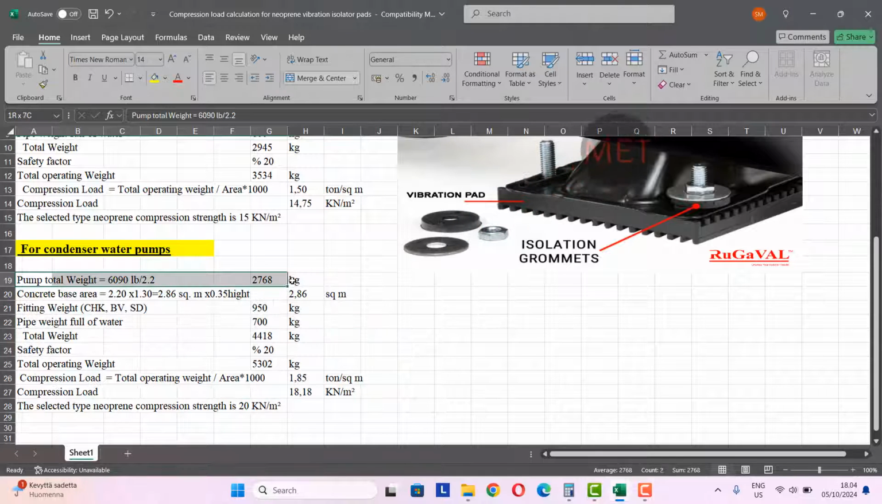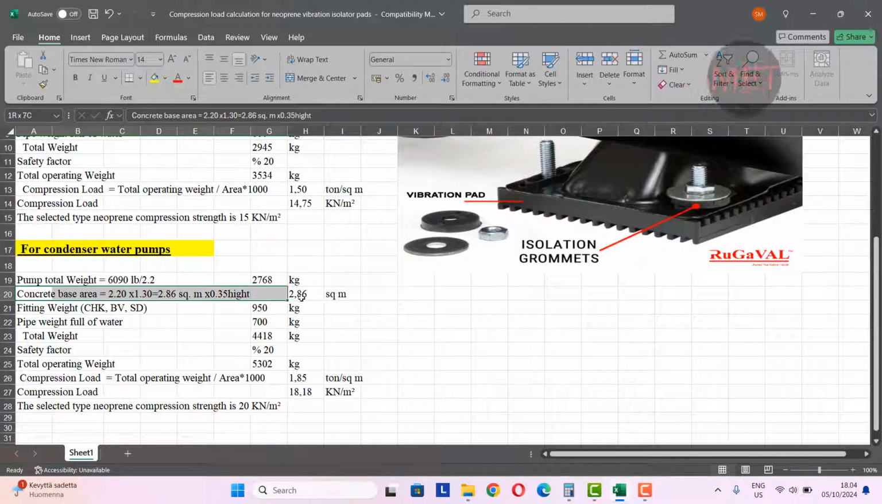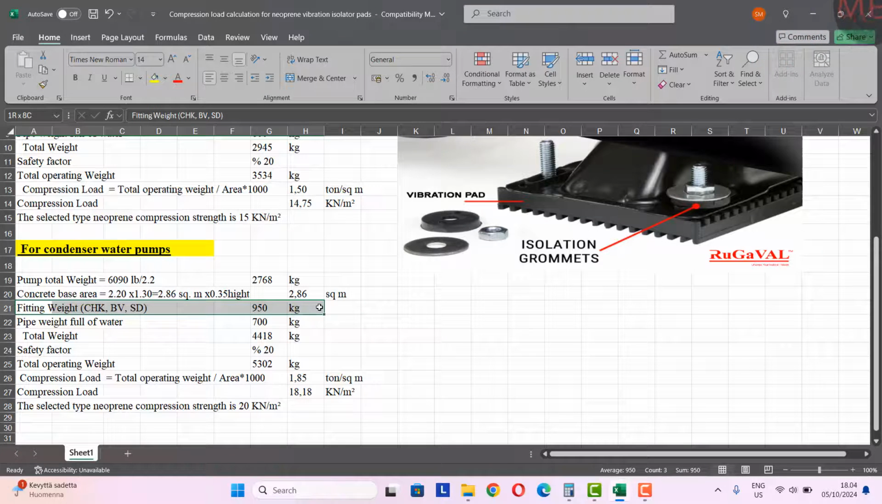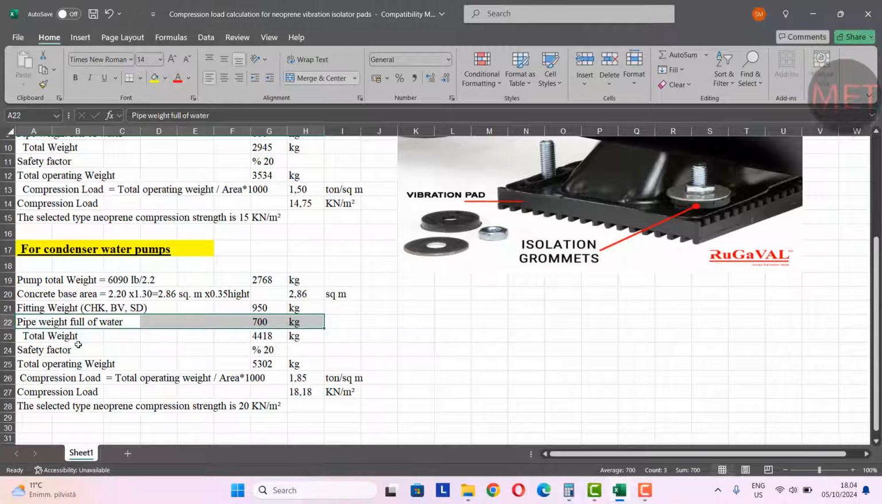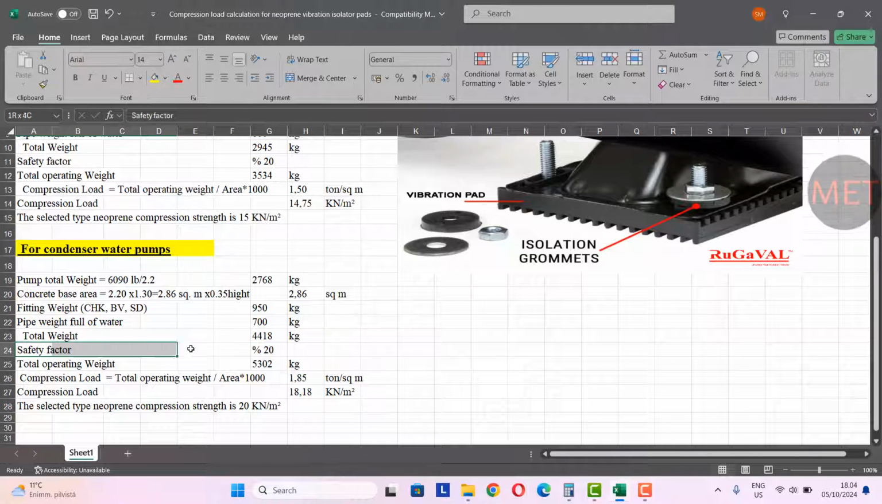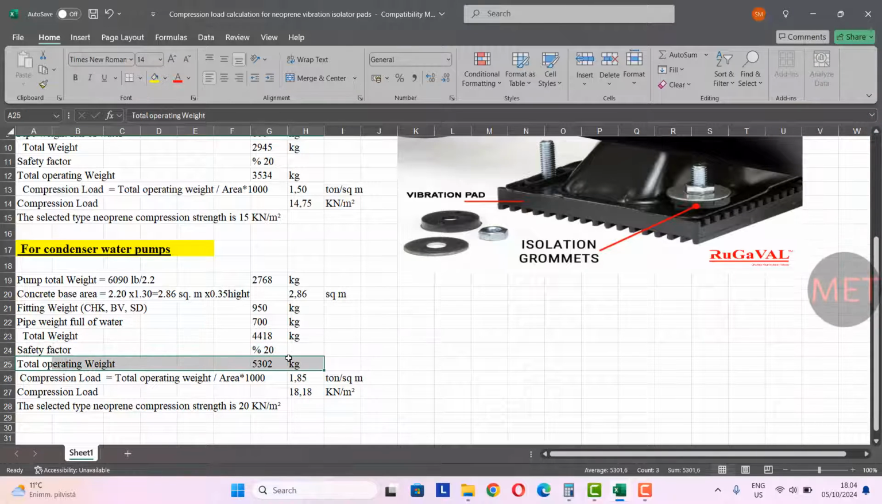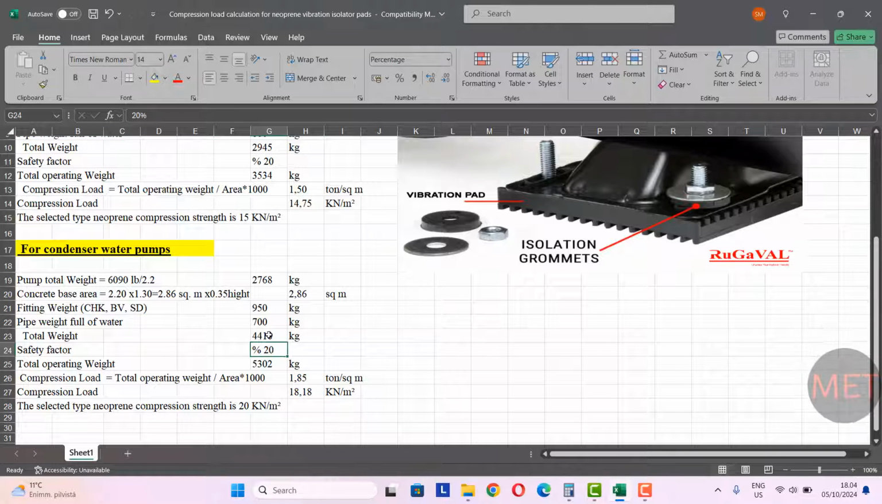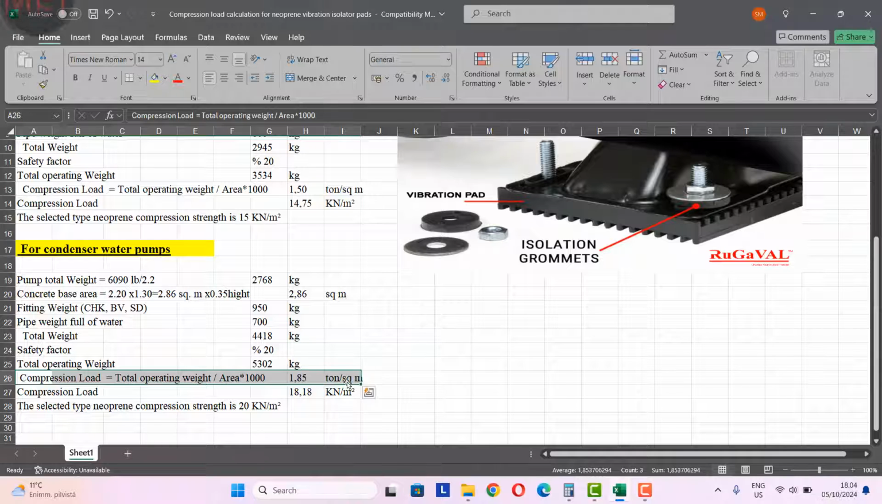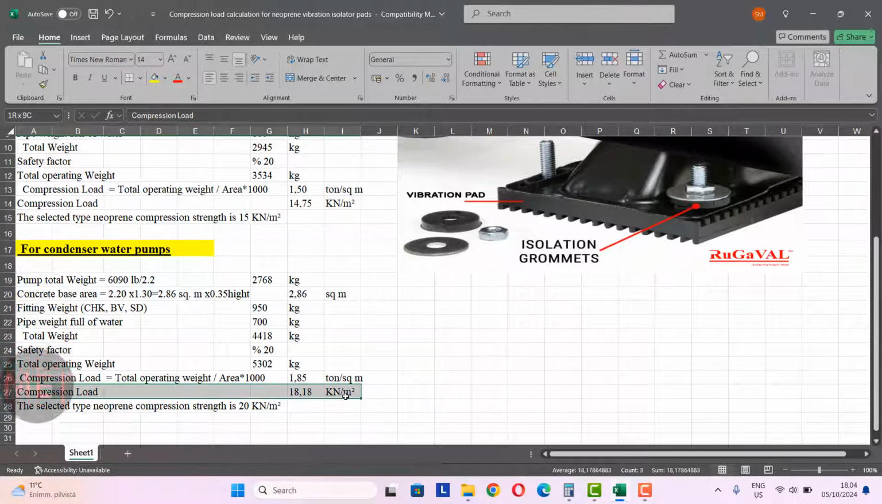So you have to get the total weight, the concrete base area, the same way the fittings and valves, whatever is coming on the pump side, and then the pipe weight full of water, the total weight, and then the safety factor, again 20%, and the total operating weight, multiplying this 20% with the total weight which we calculated here. Now the compression load is calculated with the same formula, total operating weight divided by concrete base area, and if you multiply with 1000 you get tons per square meter. And then the compression load is 18.18 kN per square meter.